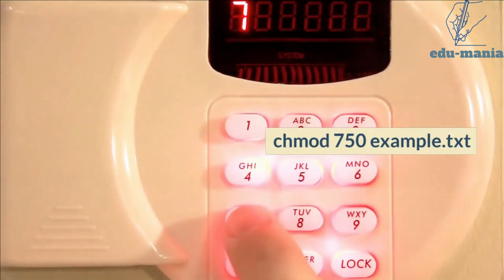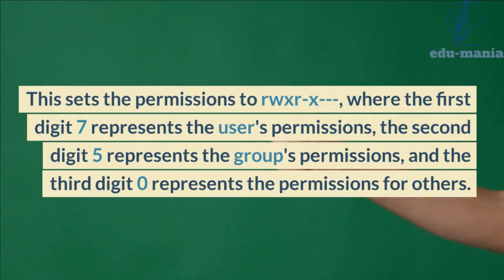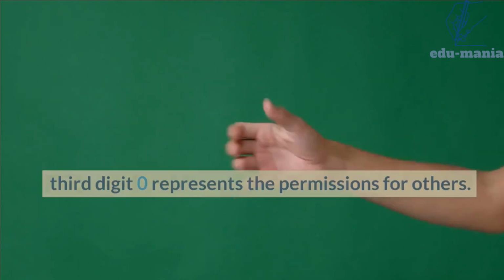Chmod 750 example.txt. This sets the permissions to rwxr-x---, where the first digit 7 represents the user's permissions, the second digit 5 represents the group's permissions, and the third digit 0 represents the permissions for others.